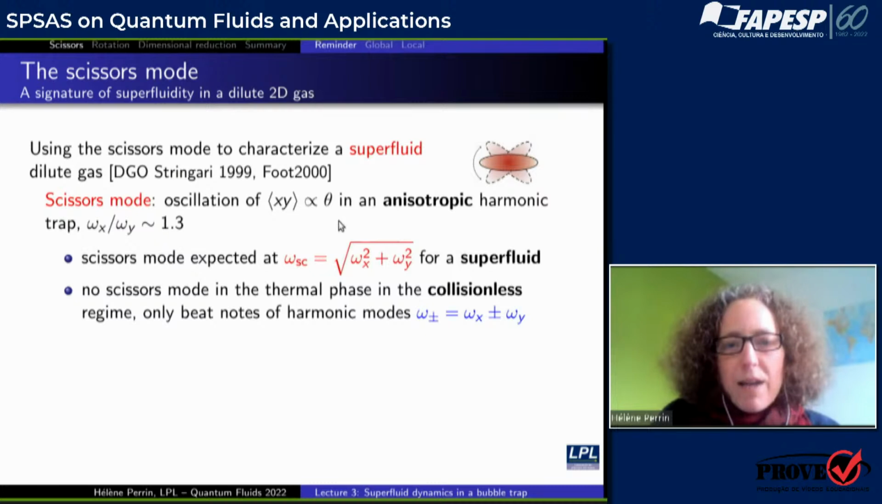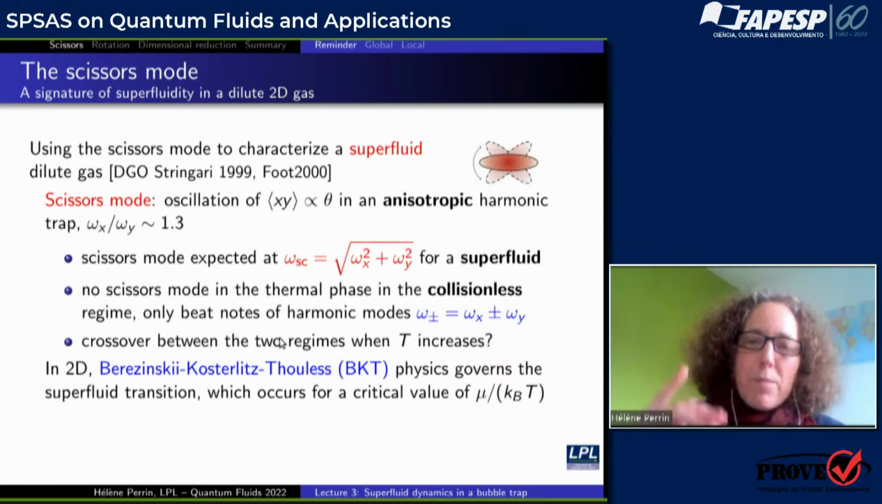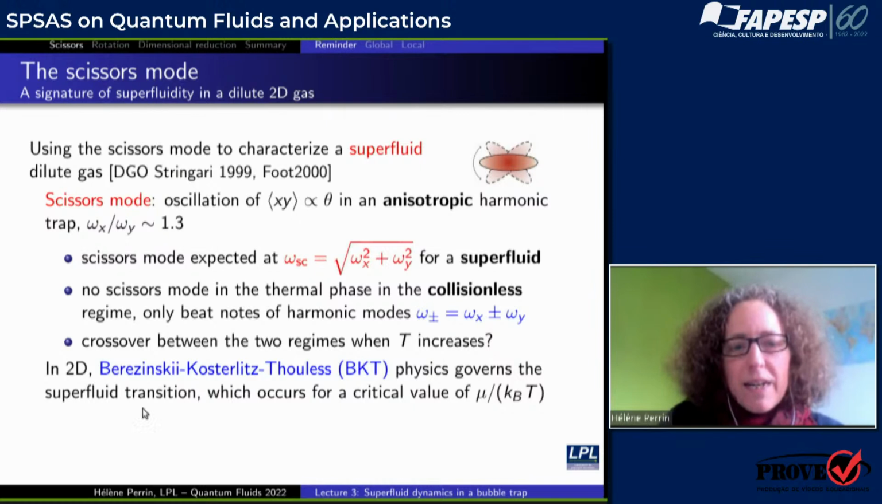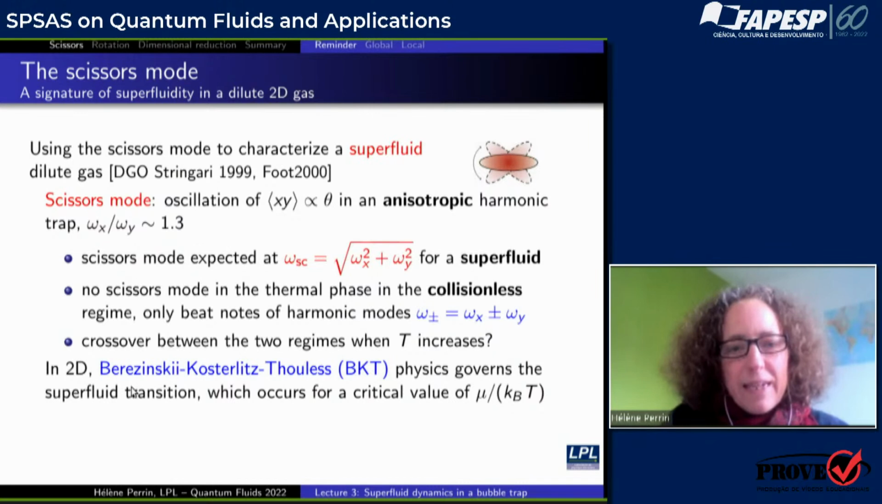So the idea now is to look at the behavior of the average xy across the superfluid transition. In this experiment, we work at the bottom of the bubble, and remember the confinement in the vertical direction can be made very tight. So we are in the two-dimensional regime. In this 2D regime, I don't have really time to explain, but the superfluid to normal transition is governed by the Berezinskii-Kosterlitz-Thouless physics, where you have a pairing of vortices and anti-vortices.